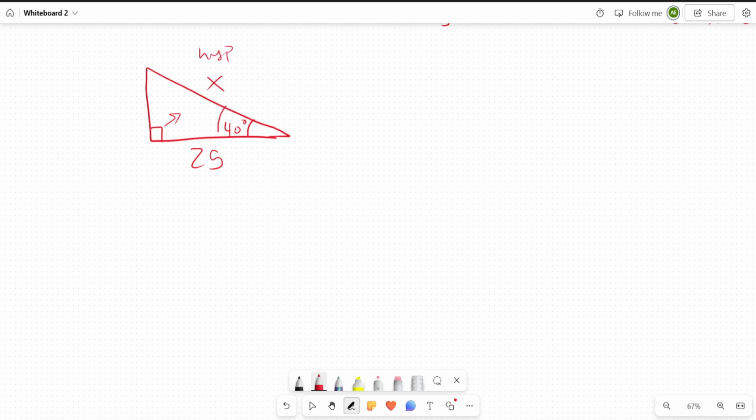Okay, if I'm looking at the 40 degrees, my opposite is going to become this side, and my adjacent is going to become this side. So this is the adjacent, this is the opposite.